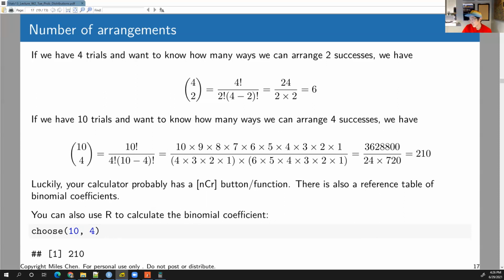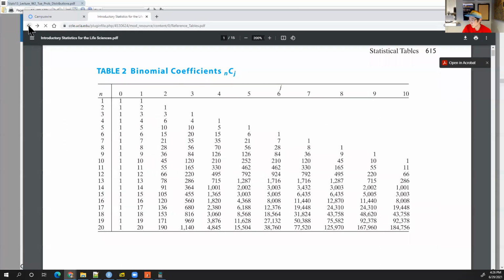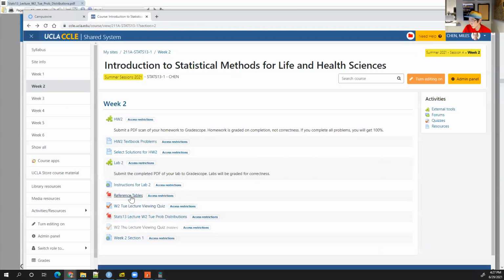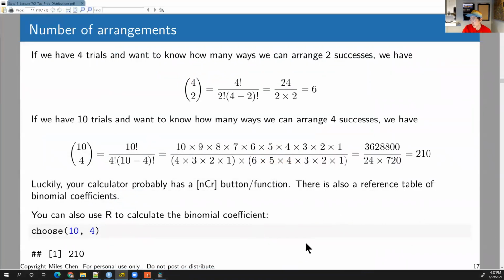And again, your quizzes and exams are open book, so you can always use the reference tables as well, okay? So these reference tables are available under week 2, and you'll use these reference tables throughout the rest of our course. So you'll want to save these, okay? So they're also available in the reference tables.